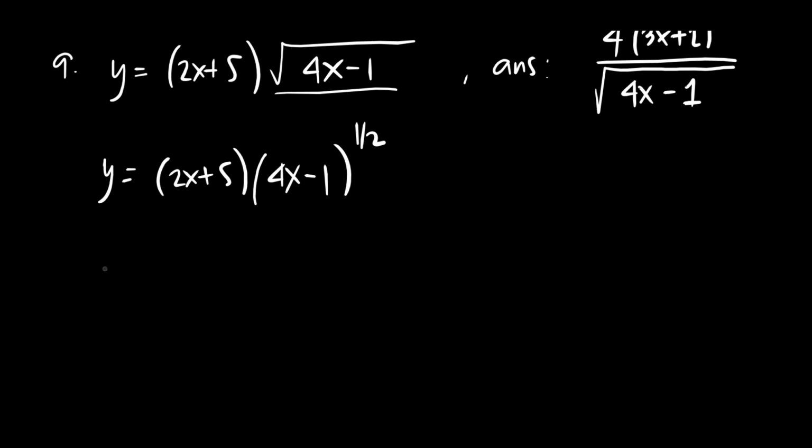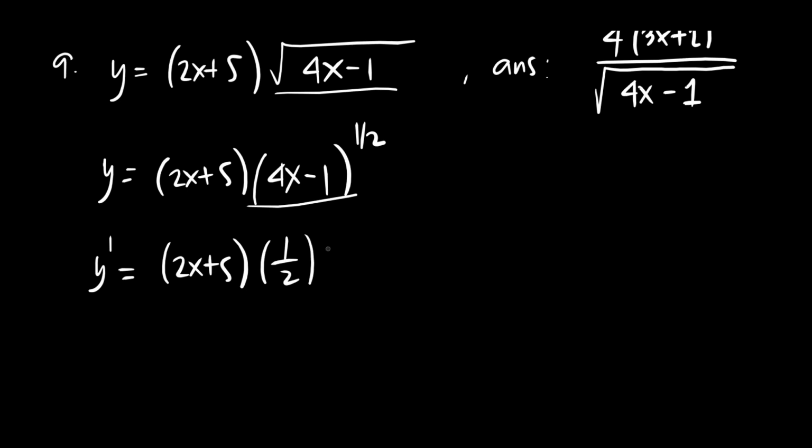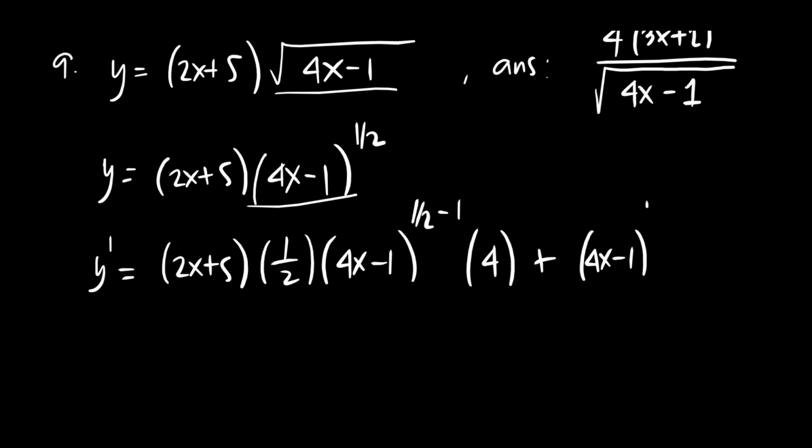After this, we'll have the first derivative. We just copy 2x plus 5. Then the derivative of this term, just the power rule. So we'll have 1 half multiplied by 4x minus 1 raised to the power of 1 half minus 1, multiplied by the derivative inside, which is 4, right? So plus, we just copy the second term, 4x minus 1 raised to the power of 1 half, times the derivative of 2x plus 5, which is just equal to 2, right?